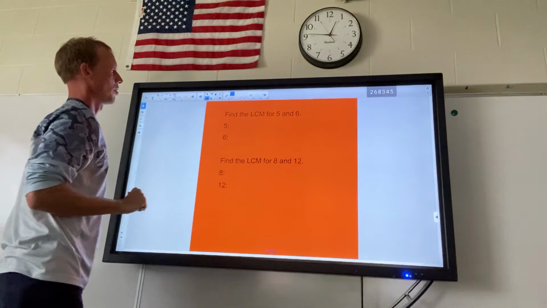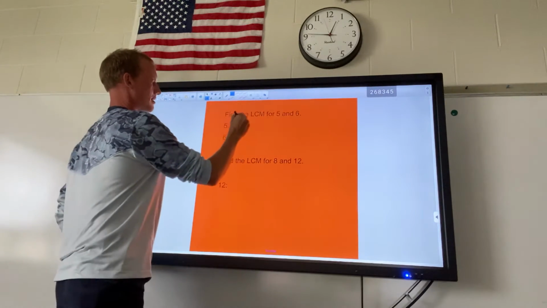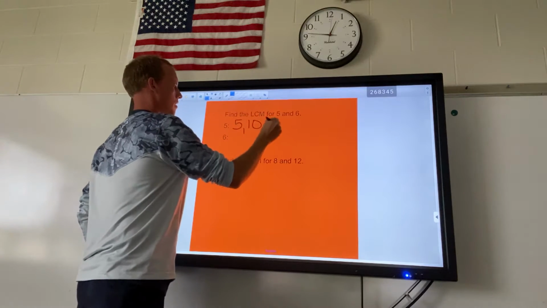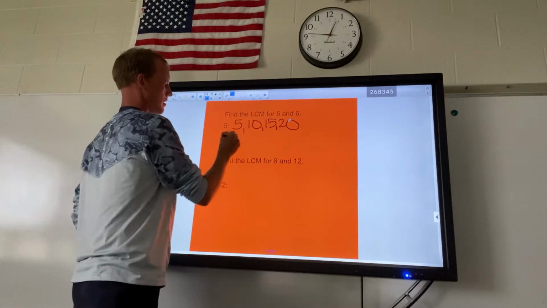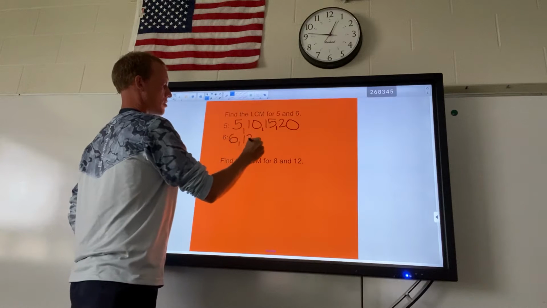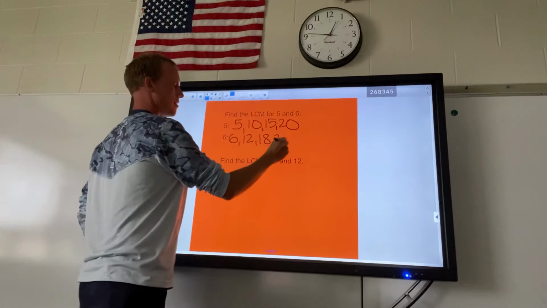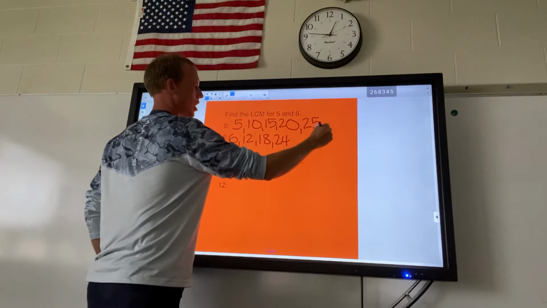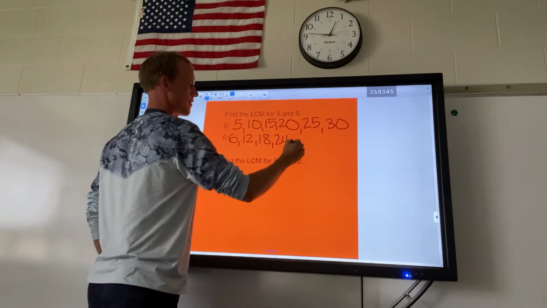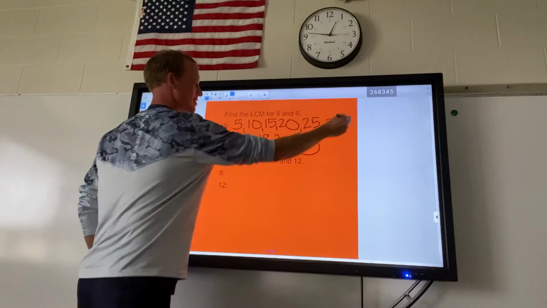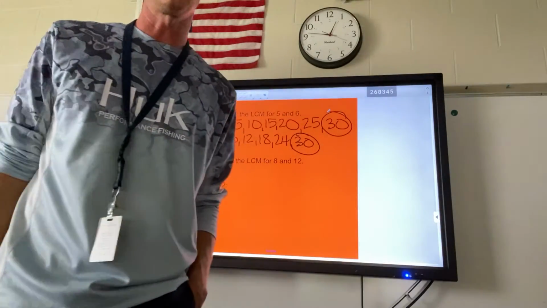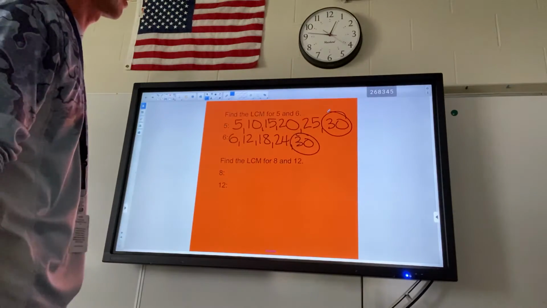Find the least common multiple for 5 and 6. So I'm going to list out my multiples. 5, 10, 15, 20, 6, 12, 18, 24. I still haven't found one in common, so I keep my list going. I keep my list for 5 going. I keep my list for 6 going until I find one in common. And I'm totally fine with you just circling the answer. The lowest common multiple there is 30.